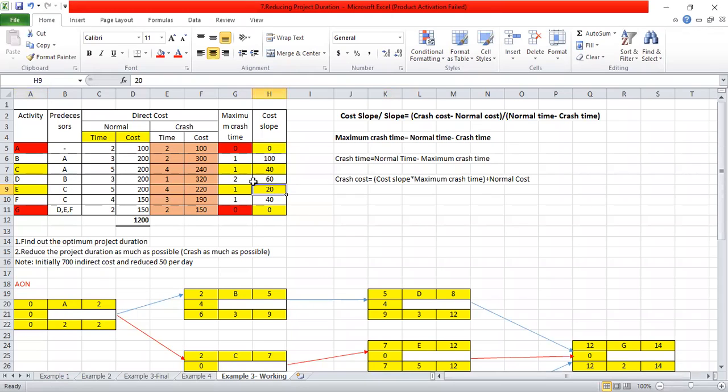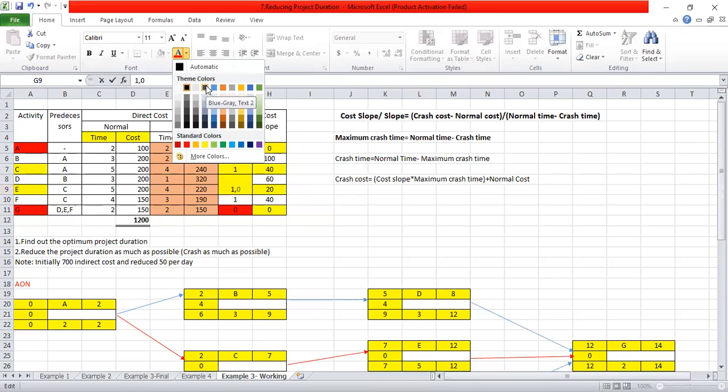After seeing that the minimum cost slope is 20, I will see the maximum crash time. So maximum crash time is 1. That means I can crash activity E by 1 day, right? So I will crash activity E by 1 day. I will make it another color.